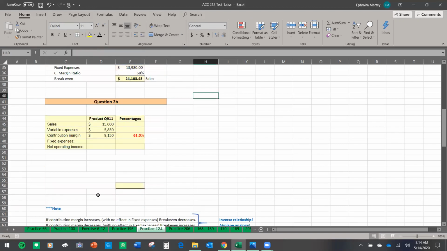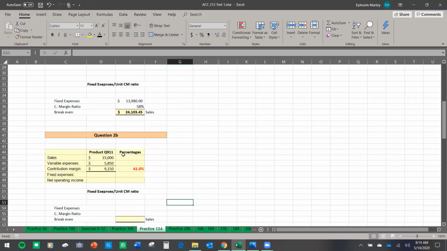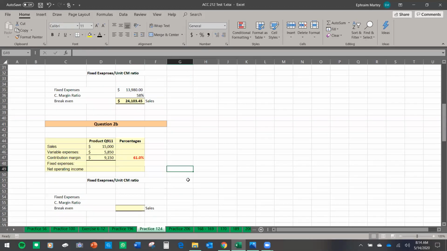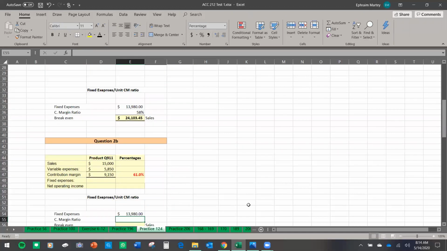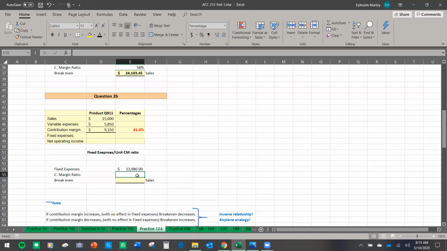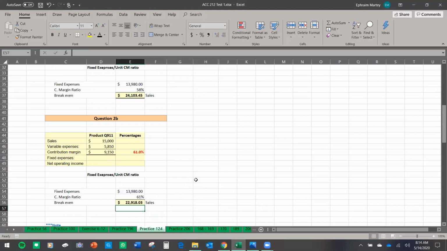So let's move ahead and find our break-even point using the formula, and the formula is fixed expenses divided by unit CM ratio. In this case, we are only focusing on this product. And remember, fixed expense doesn't change. Whether you sell one product or 10 products, your fixed expense is the same. So whether for the whole company or only for the product, our fixed expense is going to stay the same. That is 13,980. What is our unit CM for this product alone? It is 61%. So we divide those two, and that gives us 22,980.